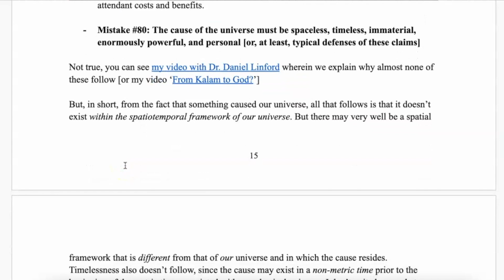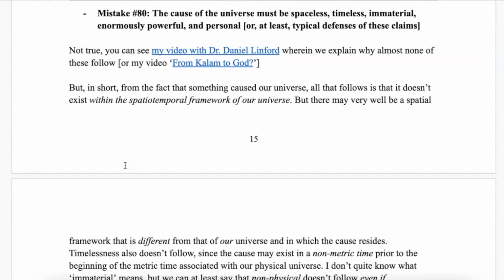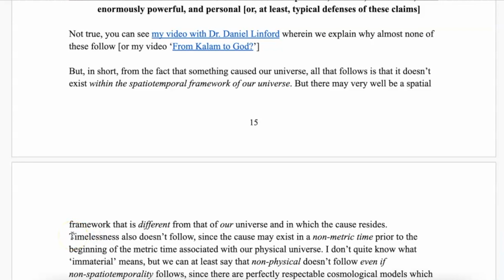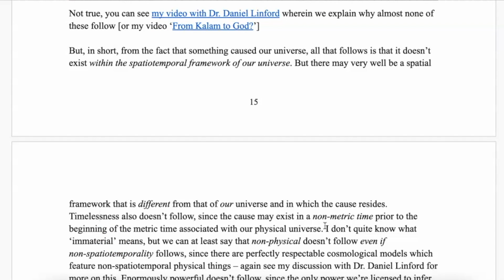But there may very well be a spatial framework that is different from that of our universe, and in which the cause of our specific universe resides, assuming of course that our universe began to exist and has a cause. Timelessness also doesn't follow, since the cause may exist in a non-metric time prior to the beginning of the metric time associated with our physical universe. More on that notion later in this video.